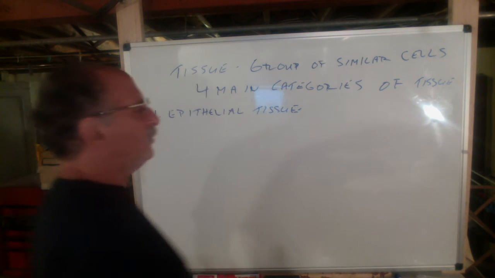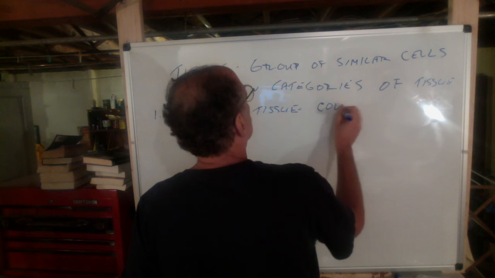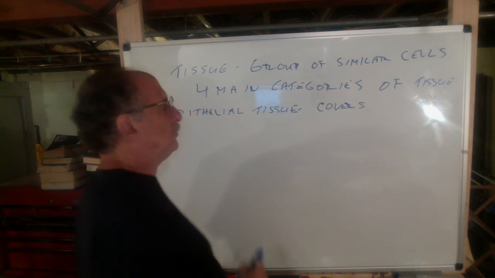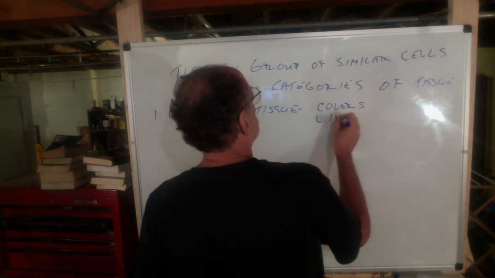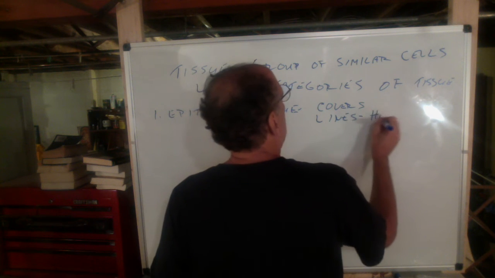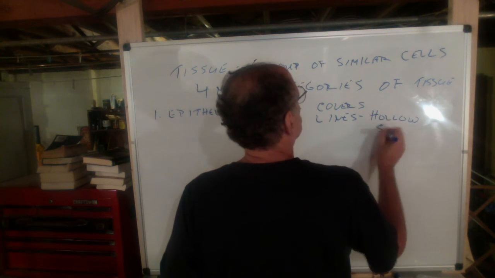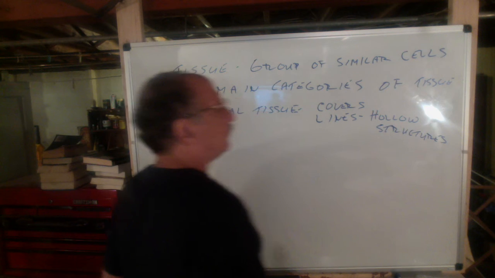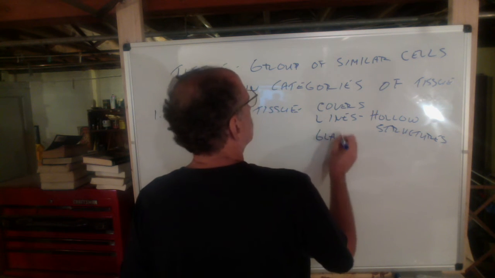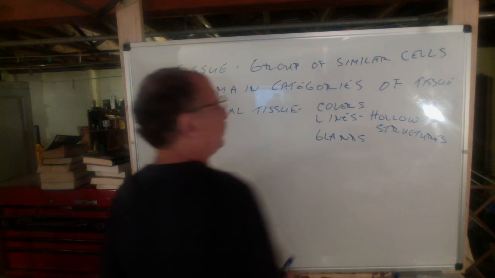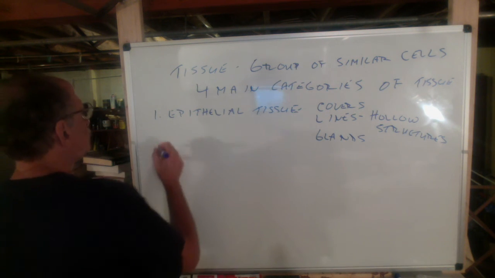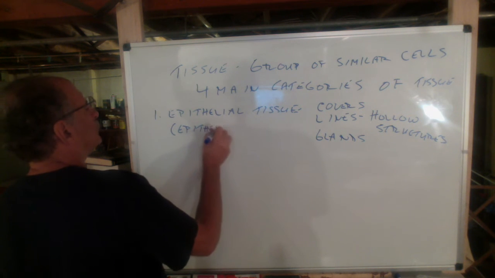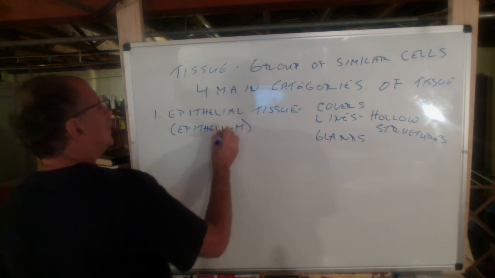epithelial tissue covers things like your body is covered with skin, and the outer layer of the skin is epithelial tissue. It lines things. It lines hollow structures, hollow organs. It forms glands. Again, we'll go back over this when we get up to the unit on tissues. Epithelial tissue is sometimes called epithelium.